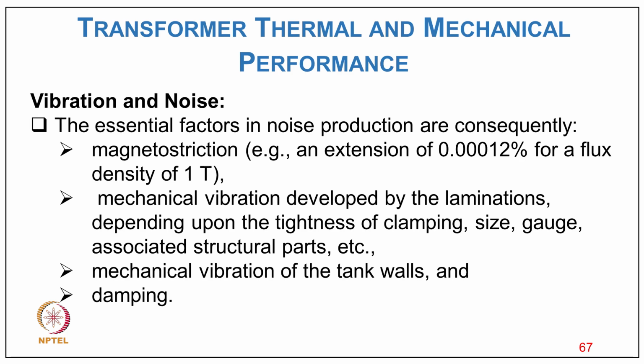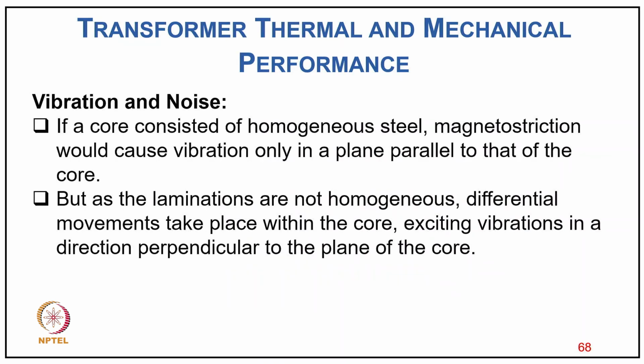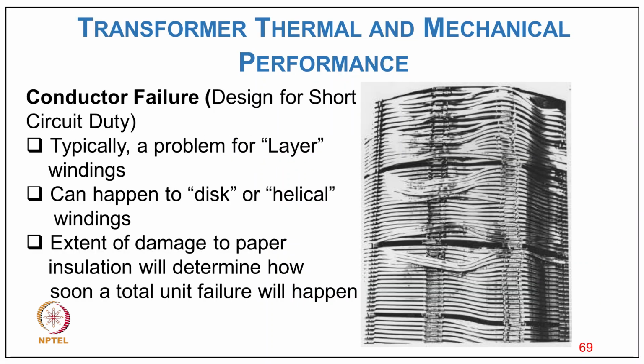The essential factors in the noise production are consequently magnetostriction, that is an extension of 0.00012 percent for a small flux density of 1 Tesla, mechanical vibration developed by the laminations depending upon the tightness of clamping, size, and gauge associated with the structural part, and mechanical vibration of the tank walls and the damping. Now if a core consisted of homogeneous steel, the magnetostriction would cause vibration only in a plane parallel to that of the core, but as the laminations are not homogeneous, differential movement takes place within the core, exciting vibration in a direction perpendicular to the plane of the core.